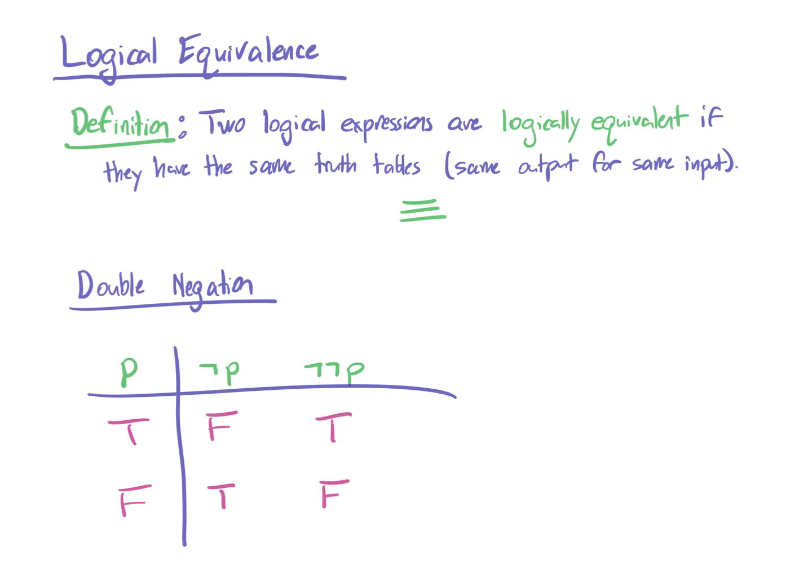The important point to notice here is that two columns of this truth table are identical. The column for P is identical to the column for not not P. This means that we write P logically equivalent, using this triple barred equality sign, to not not P.